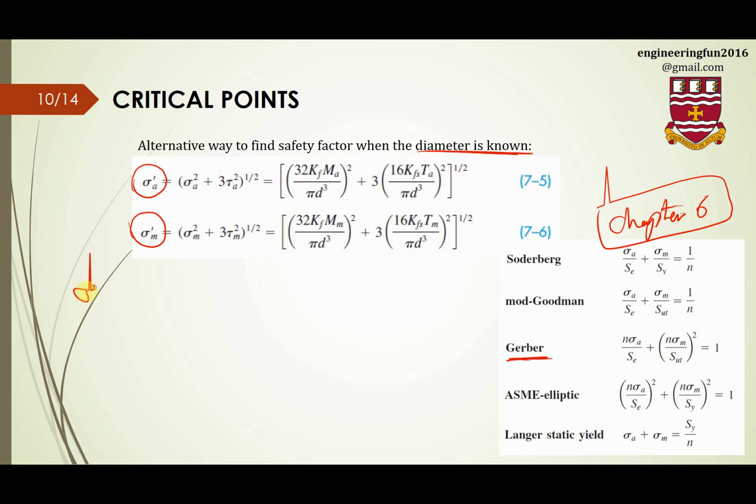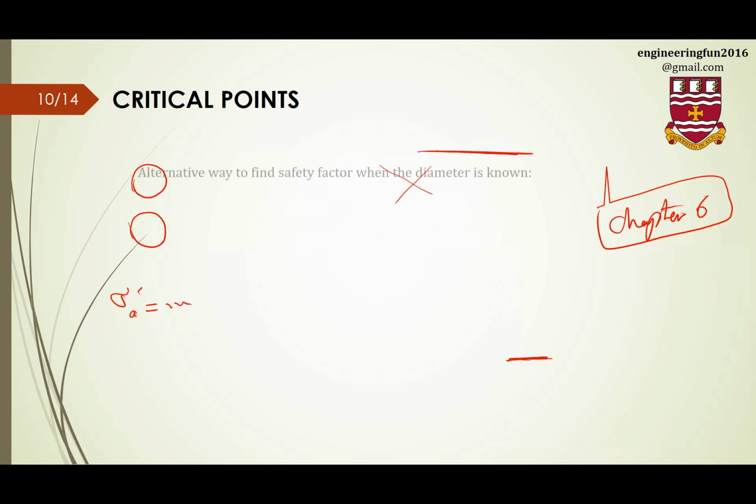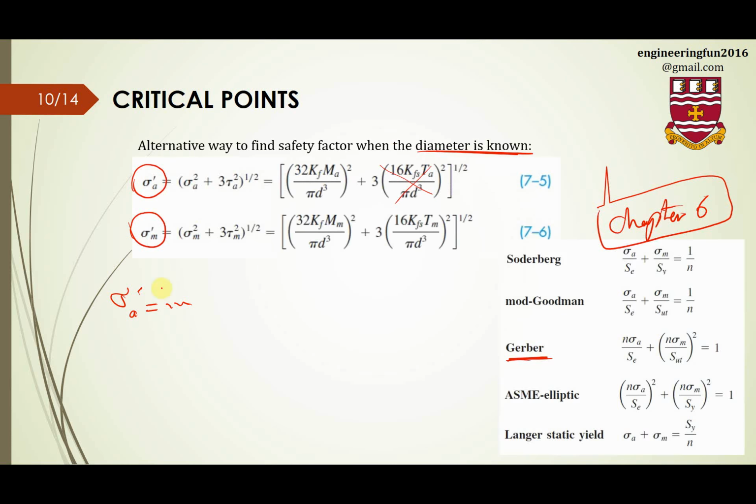So I could, instead of using those equations, find sigma A prime based on this equation. What I needed to do was substitute the diameter, Ma, and Ta, which we said is 0. So this one was 0. So I needed to find this one, and I needed to find sigma M prime.